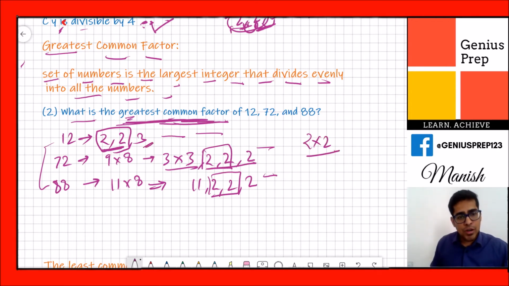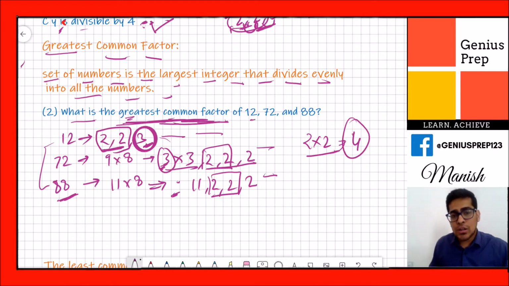Now we have 3. Do we have 3 here? Yes, we have 3 also, but we do not have 3 in the number 88. That means 3 cannot be a common factor, so we will not include it. Do we have anything else in common? No, we do not. So that means 2 cross 2, which is 4, is the greatest common factor of 12, 72 and 88. I hope you understand. The only thing you need to do is factorize.